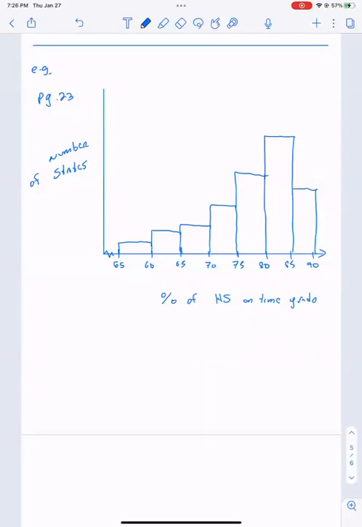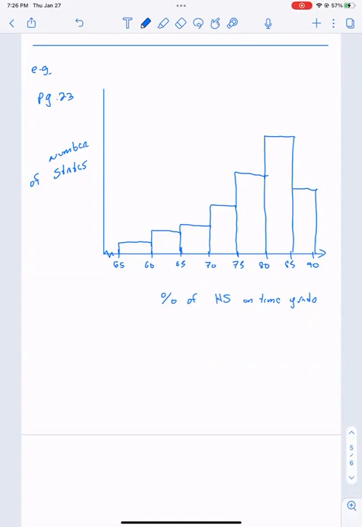Now, when you look at a histogram, bless you, Joab. Why are we blessing him? He sneezed. Thanks, bro. Bless you for sneezing.